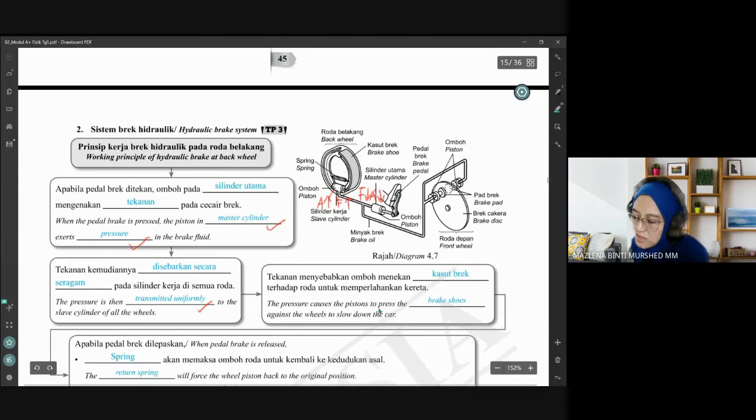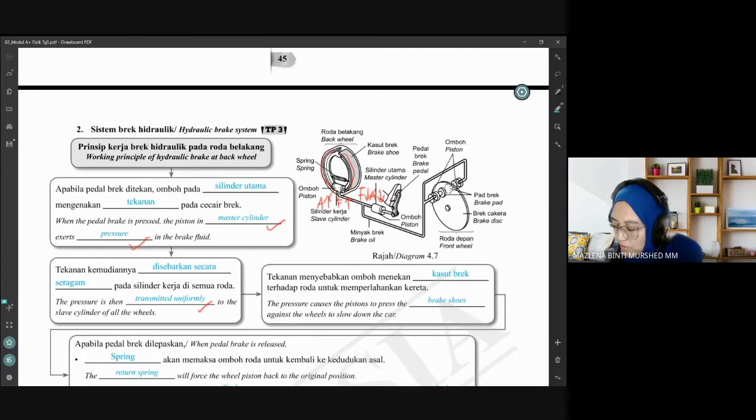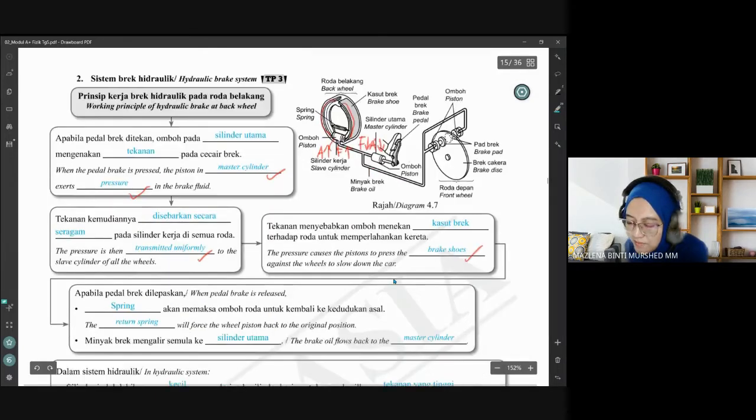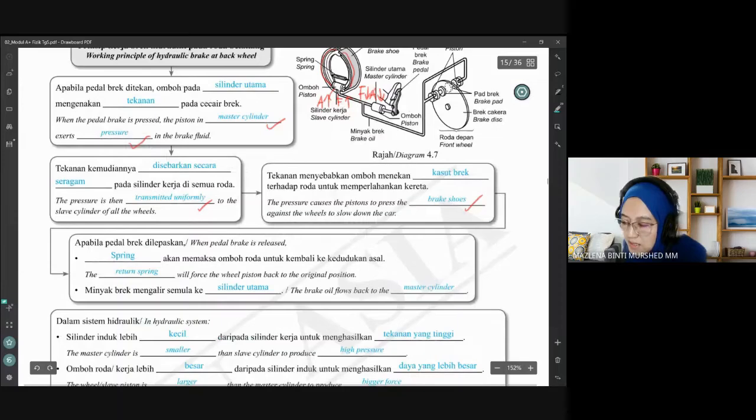The pressure causes the piston to press the brake shoes. Brake shoes yang mana? Ni, benda bulat ni. Brake shoes against the wheel to slow down the car. And when released, the return spring will force the wheel piston back to its original position and the brake fluid flows back to the master cylinder. Kita tengok kat mana? Ni ada master cylinder, balik kepada asal lah dekat piston sini.